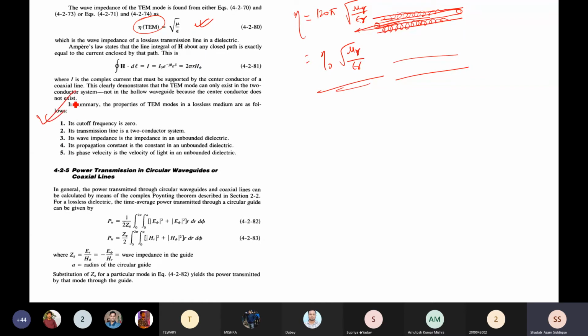Now, if you take the summary of this one, TEM mode, you will get to know that for the lossless medium, there is no loss at all. So for the lossless medium, the cutoff frequency should be equal to 0. So fc should be equal to 0. So there should not be any cutoff frequency.